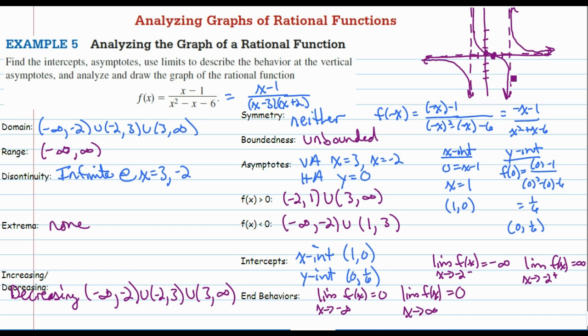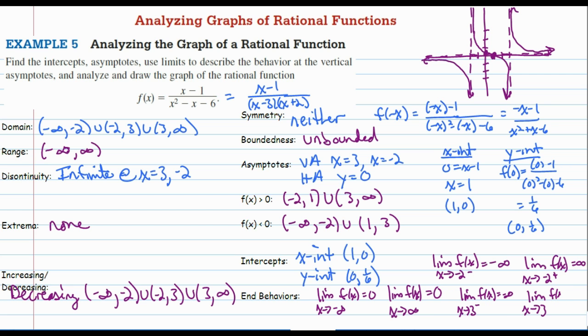Last but not least, this other vertical asymptote, the limit as x approaches 3 from the left, so coming in from the left, those y values go all the way down to negative infinity. The limit of the f of x values as x approaches 3 from the right, so coming in from the right, the y values go up to positive infinity.